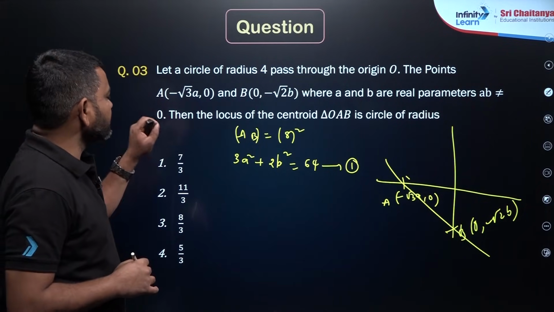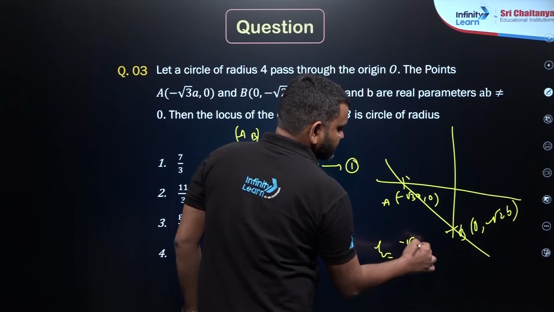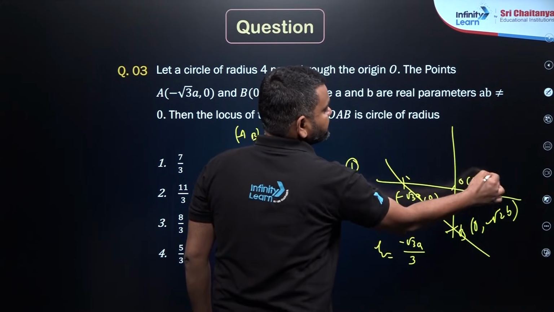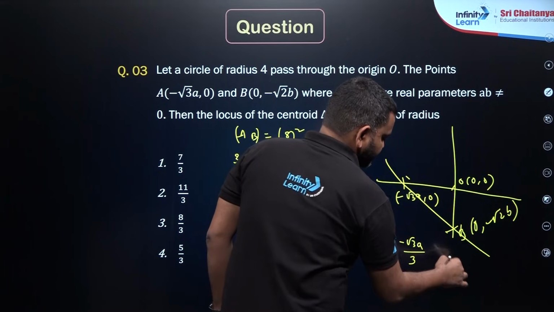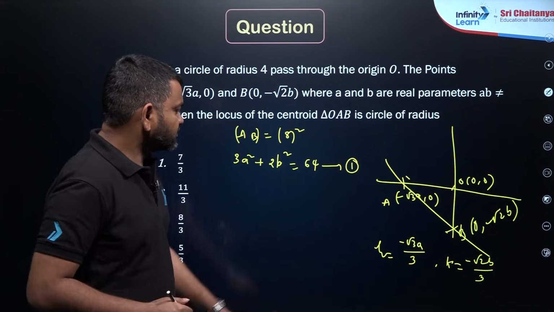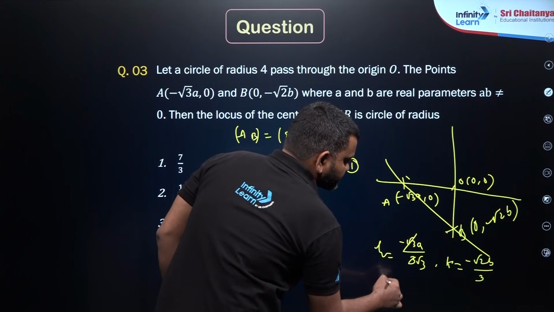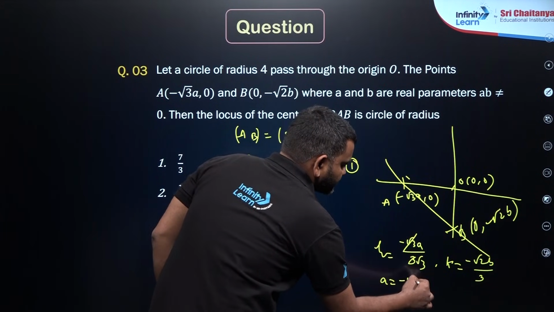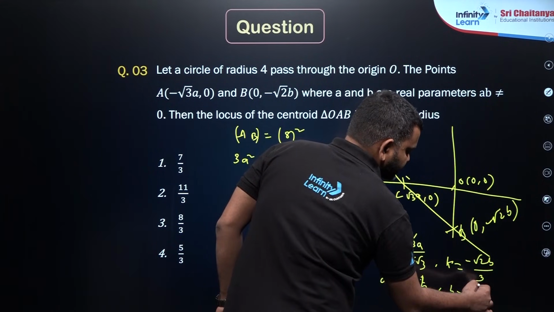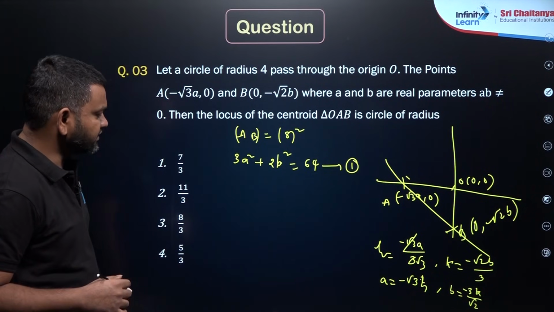Now they are asking the locus of the centroid. For the centroid, using three points here, h is equal to minus root 3a by 3, because the other point O is also 0 comma 0. And here k is going to be minus root 2b by 3. Alright, so I need a value from that. So this is root 3 in the denominator. So a is going to be minus root 3h and b is going to be minus 3k by root 2, with a negative sign.